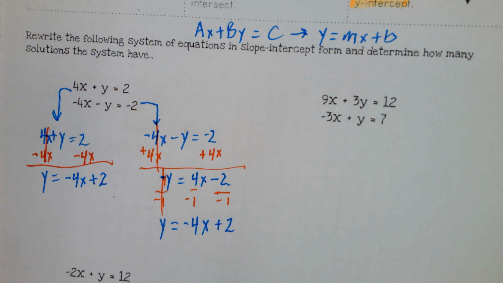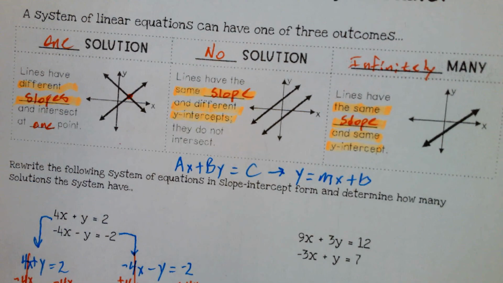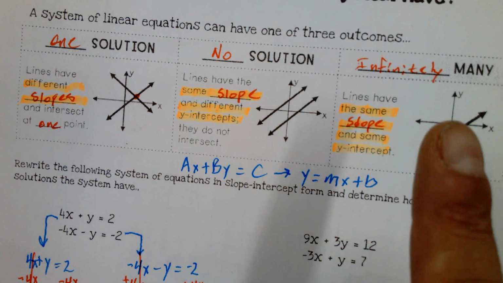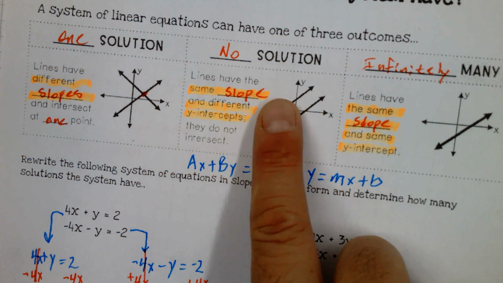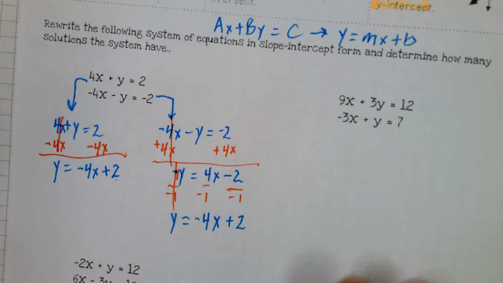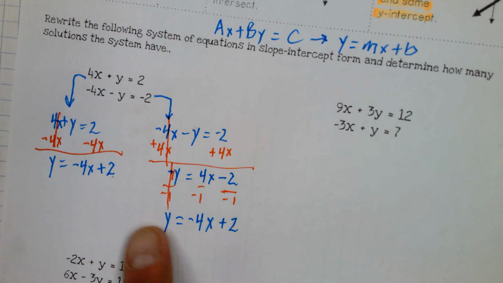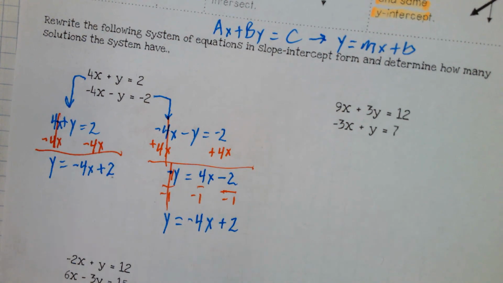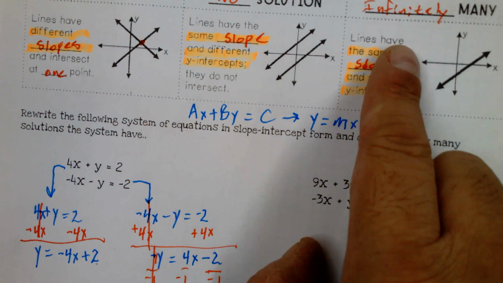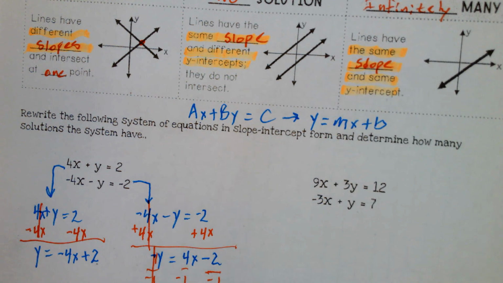Okay. Take a look and let's decide what this represents. So let's check our chart up here. Definitely the slopes are not different. They're the same. So it's one of these two. This is same slope, different y-intercept. This is same slope, same y-intercept. Which case do we have here? Same slope and same y-intercept. After you rewrite them in slope-intercept form, they should be identical, and they are. So this is infinitely many solutions.